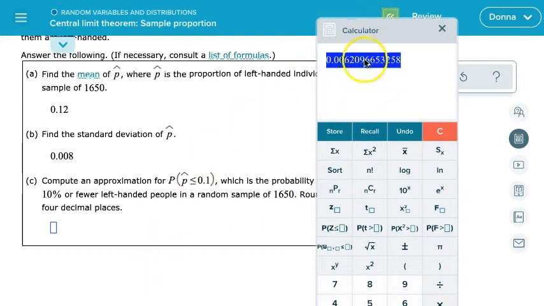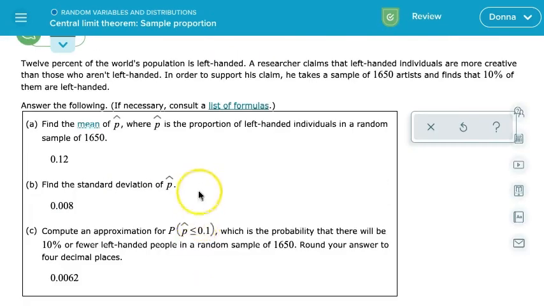They ask us to round our answer to 4 decimal places. So since the 5th place is a 0, our answer is 0.0062. Let's check. And we're correct. This means that's a 0.6% chance that 10% of the artists would be left-handed.